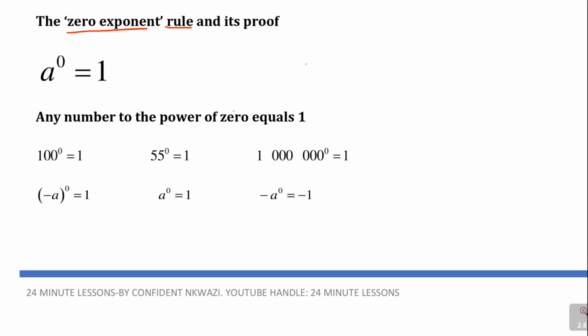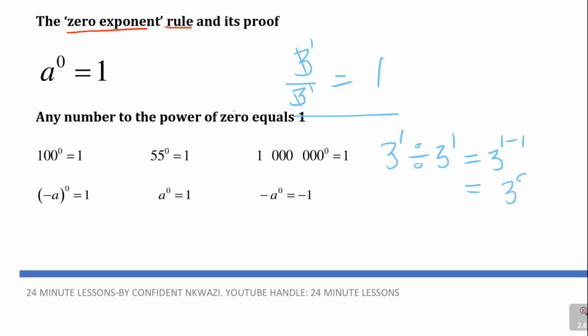Can I repeat again? Let me give another one. If they say 3 divided by 3. What do you know 3 divided by 3? 3 divided by 3 is equal to 1. You agree with me? At the same time, 3 to the power 1 divided by 3 to the power 1, because this is to the power 1 and 1. Using the laws is 3 to the power 1 minus 1. What is 1 minus 1? It is 3 to the power of 0.